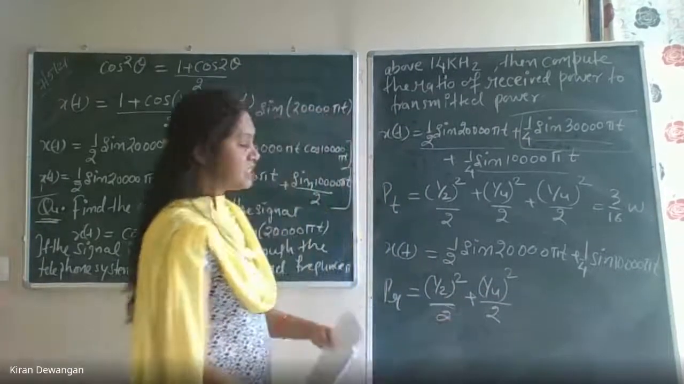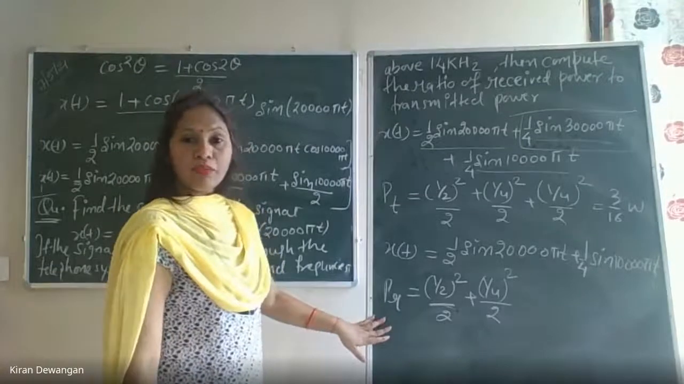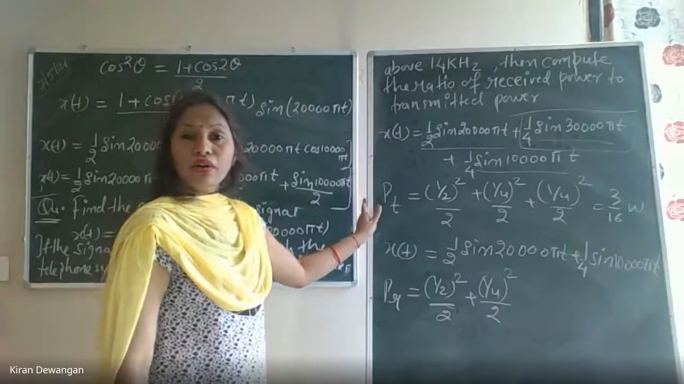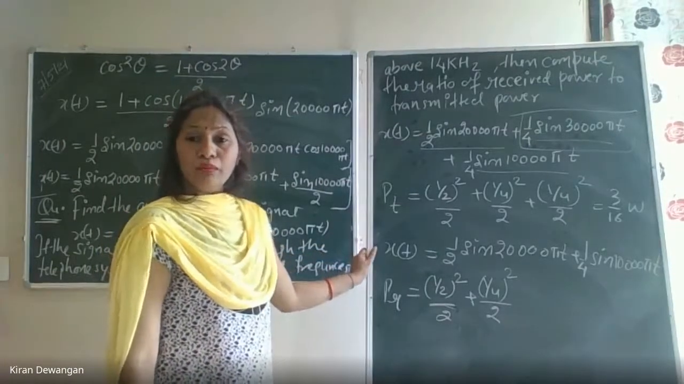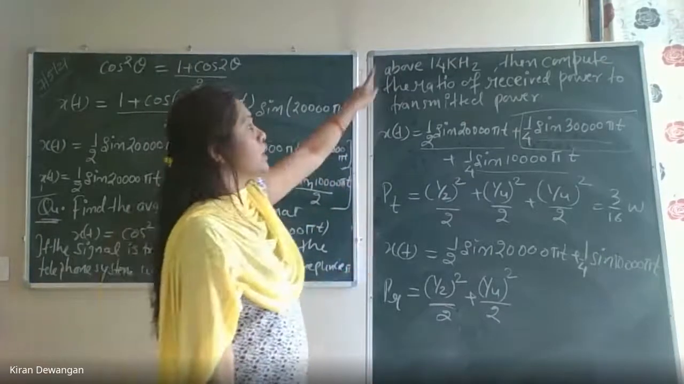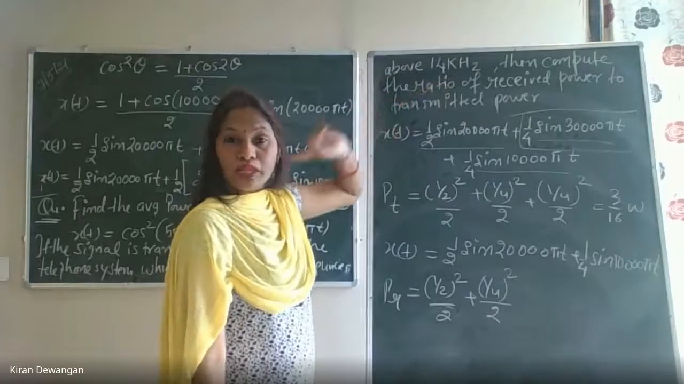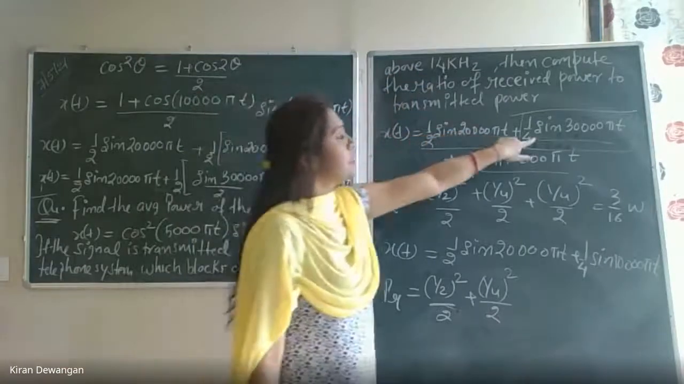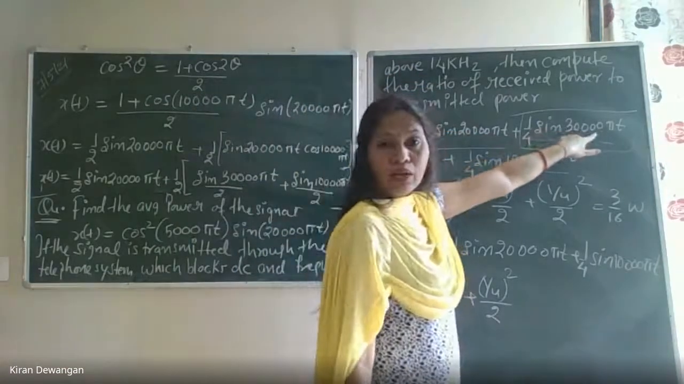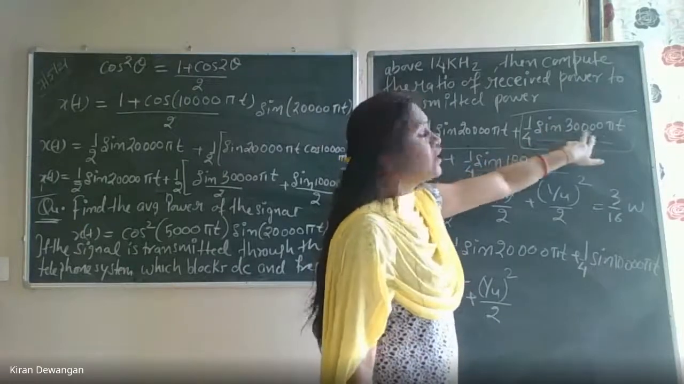Okay, now what is the answer of this one? The received power. This part is clear or not, right student? कि कौन सा आपका term block होगा? It is saying that the term which will have the frequency above 14k hertz will get blocked, right? Now since here it is sine of 30,000 pi t, what is it? Sine of omega t.